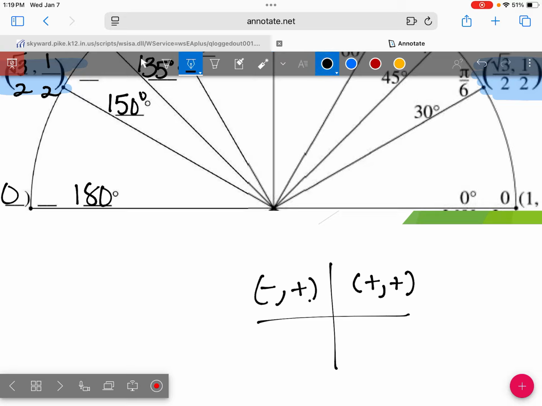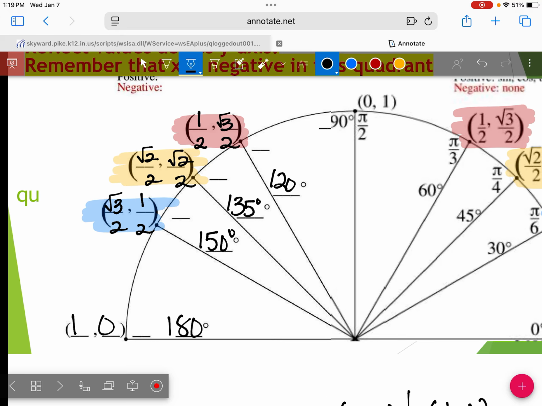So what I want you to do is put a negative sign in front of all of your X's. Negative, negative, negative. Because in quadrant 2, X is negative. So in quadrant 2, make all of the x values negative, because this is a coordinate pair. Every single last one of these represents x and y. So x is negative. Put a negative in front of the x.